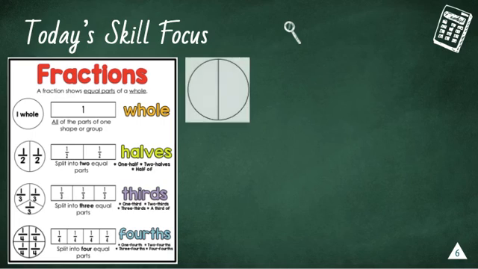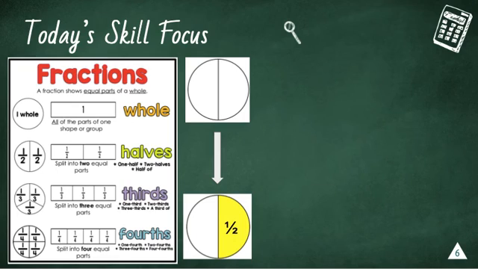Take a look at this circle. How many parts is this circle partitioned into? Correct, it's partitioned into 2 equal parts. Now, what fraction does this piece represent? The shaded piece. It represents 1/2.